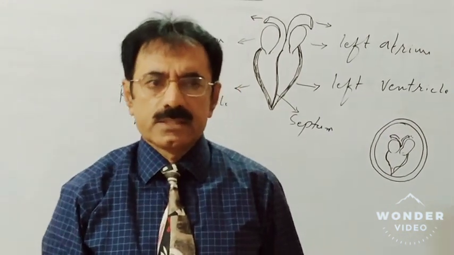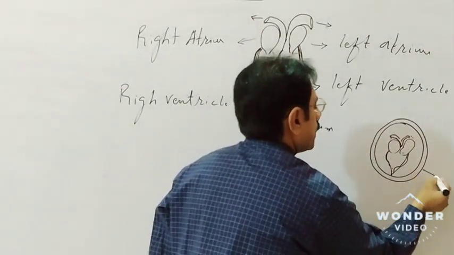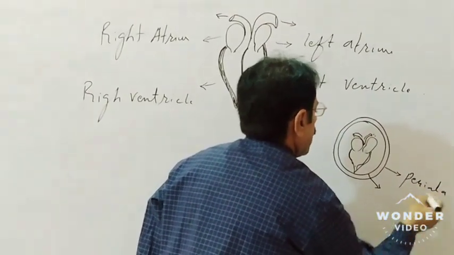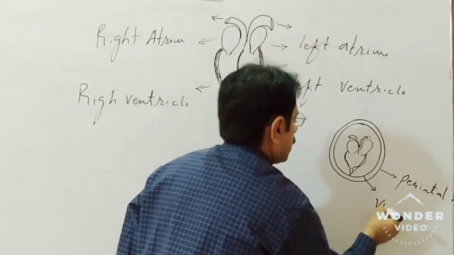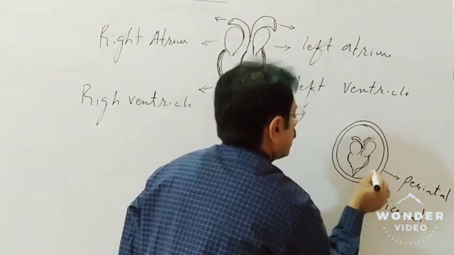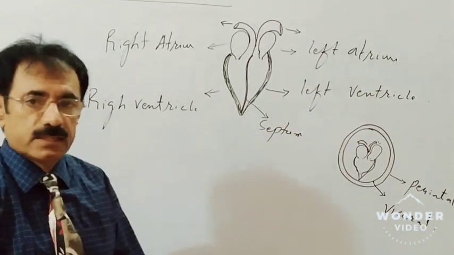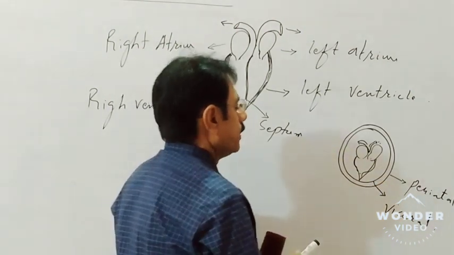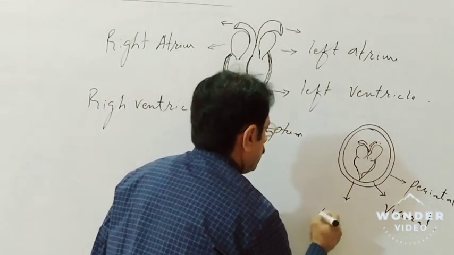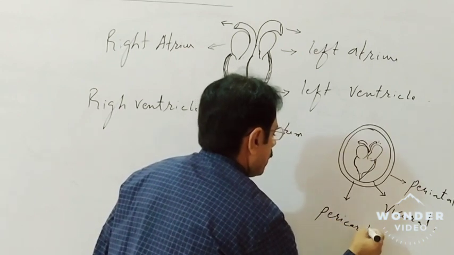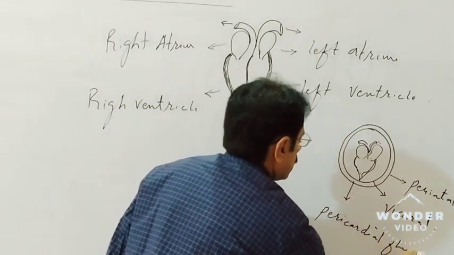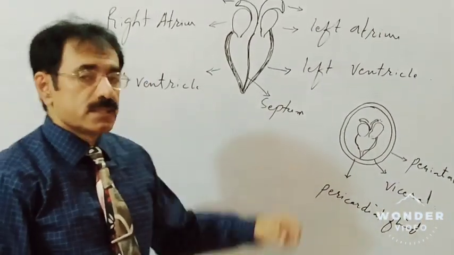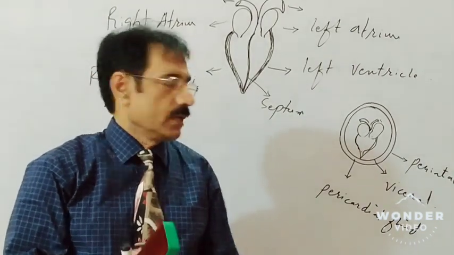The pericardium possesses two layers. The outer layer is called the parietal layer, and the inner is called the visceral layer. In between these two layers there is a fluid called pericardial fluid. This pericardial fluid is a viscous lubricant fluid. It minimizes the friction and allows the heart to work easily.